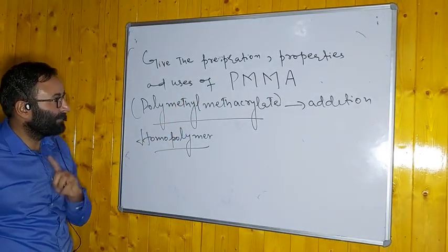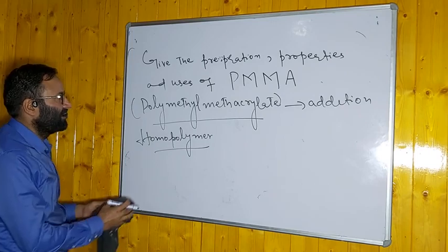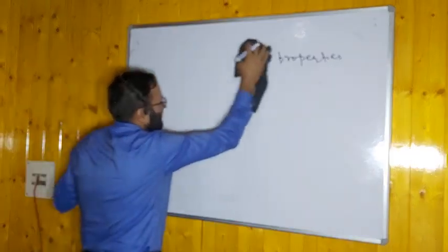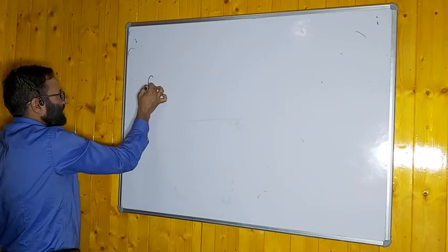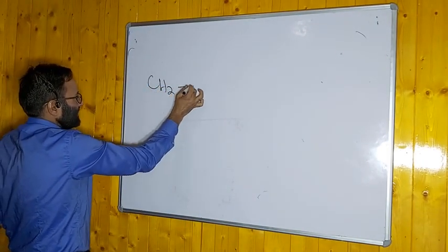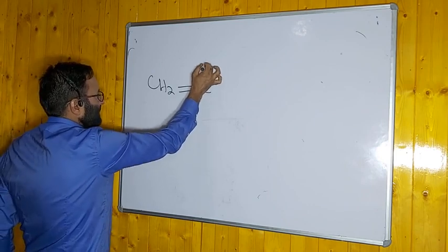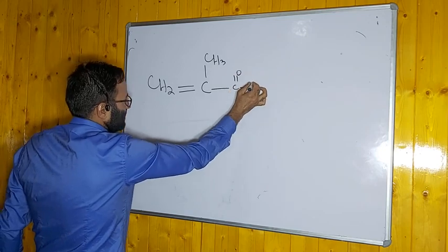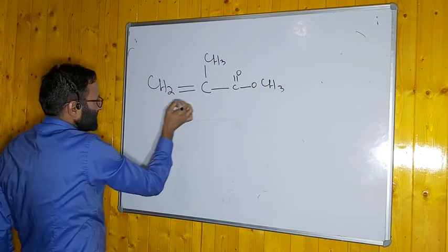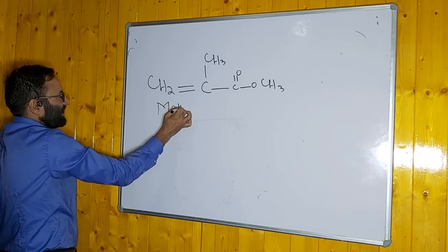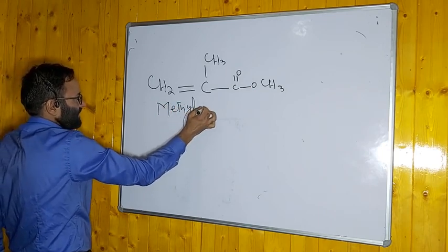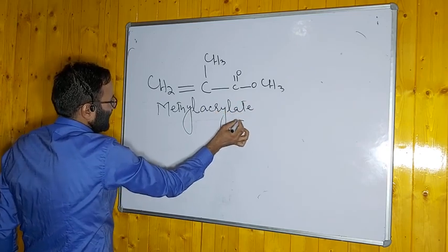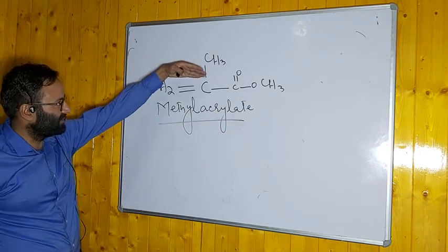I will tell you the preparation of PMMA, polymethyl methacrylate. Dear student, this is polymethyl methacrylate. First, you should know what methyl acrylate is. This is methyl acrylate: CH2 double bond C, with CH3, and C double bond O, OCH3. This one is known as methyl acrylate.